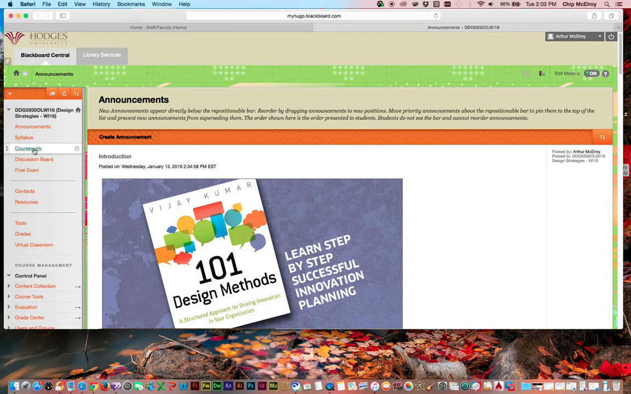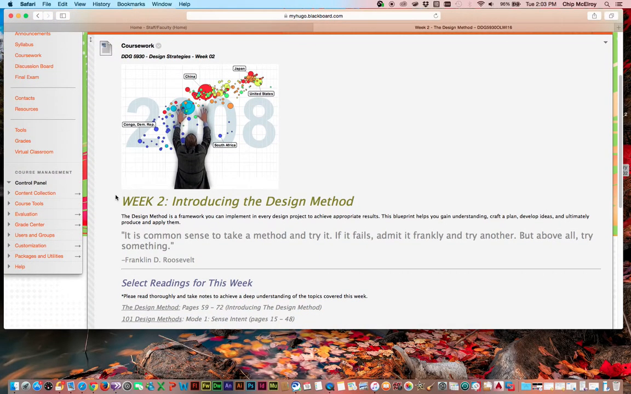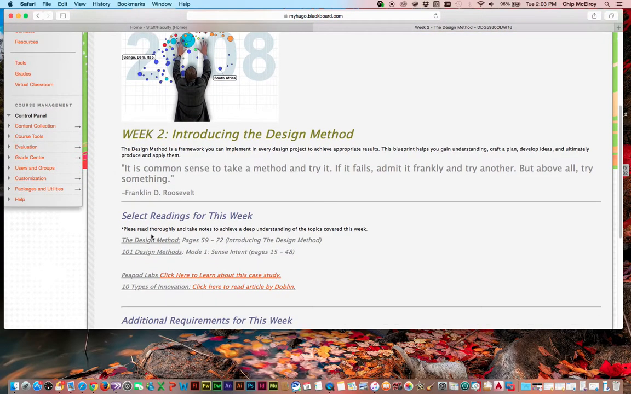Let's go ahead into the coursework folder so we can take a look at week 2, the design method. Week 2 is all about introducing the design method as a common sense: make a method and try it. If it fails, admit it frankly and try another, but above all, try something. Famous quote by Franklin D. Roosevelt. Let's take a look at our readings.